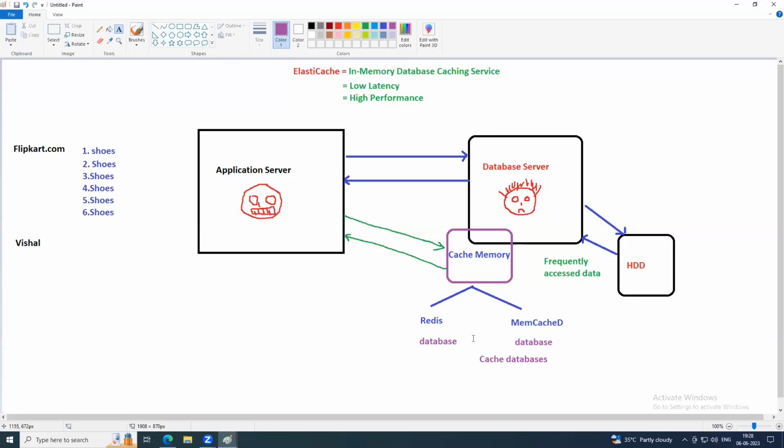Elastic Cache supports how many engines? What are those? Not Reddy, Redis. Redis and Memcached. Excellent. So we have learned so many services today. Any questions?